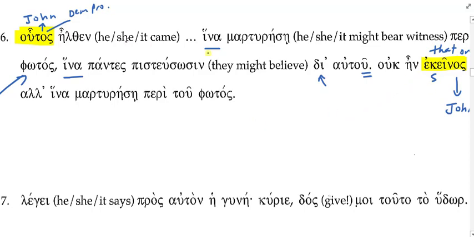So even if in our English renderings we go with he came, he was not the light, the Greek writer is trying to help you process this by using these demonstratives. All right? Okay.